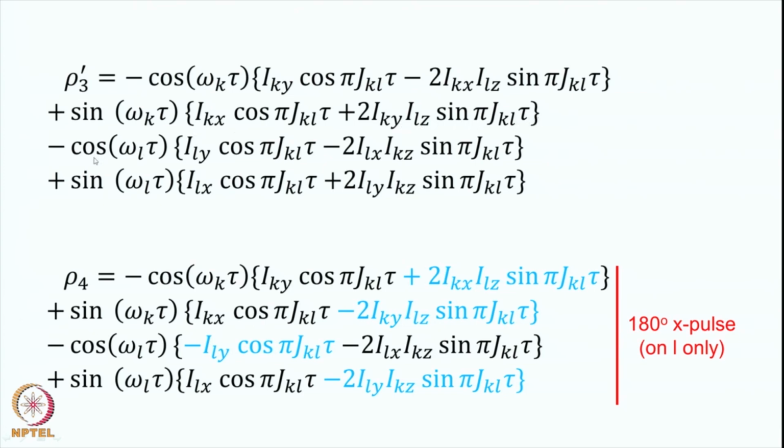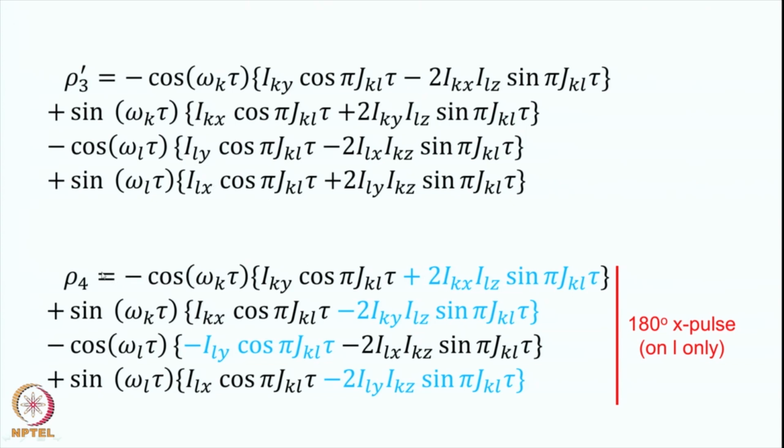The third term gives you minus cosine omega L tau plus ILY cosine pi j k L tau minus 2 ILX IKZ sin pi j k L tau, and the fourth term gives you plus sin omega L tau ILX cosine pi j k L tau plus 2 ILY IKZ sin pi j k L tau. Okay. So therefore the result is now we have a total of 8 terms here. Let us rewrite this, making some rearrangements.